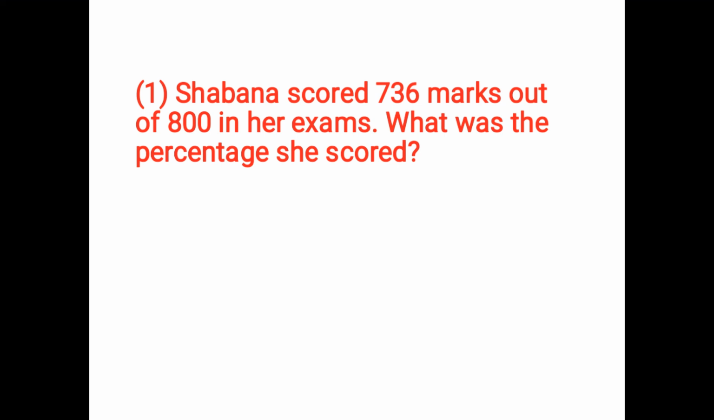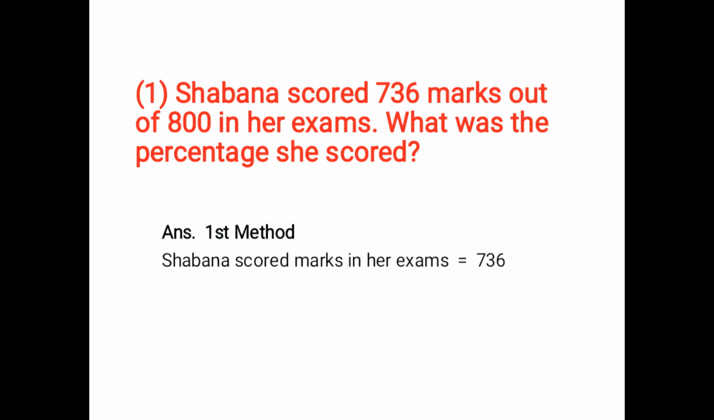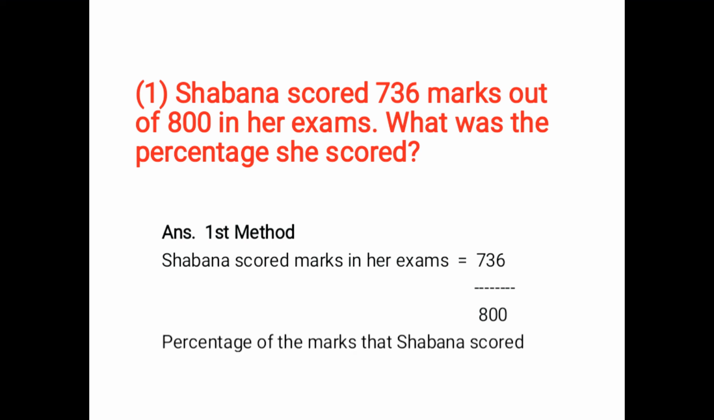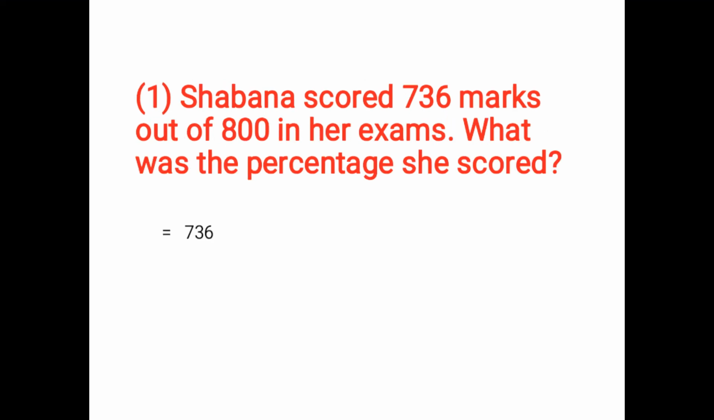First I teach you the first method and then I teach you the second method, only in the first sum. Okay, look at the first method. You have to write the statement. Shabana scored marks in her exams is equal to 736 out of 800. Then the percentage of the marks that Shabana scored is 736 upon 800 multiplied by 100.